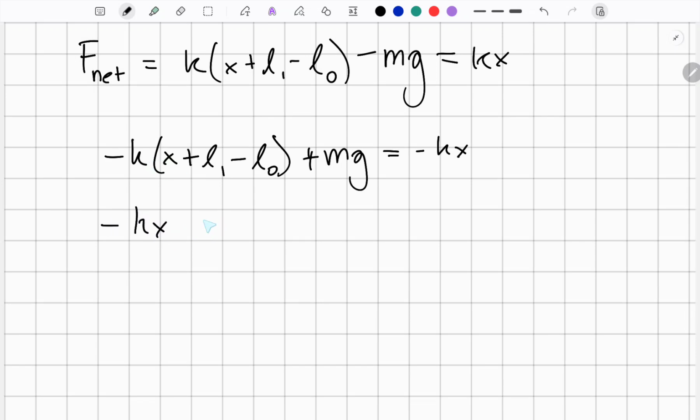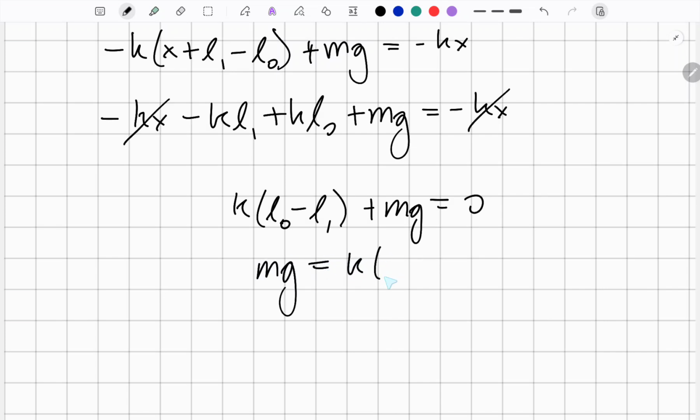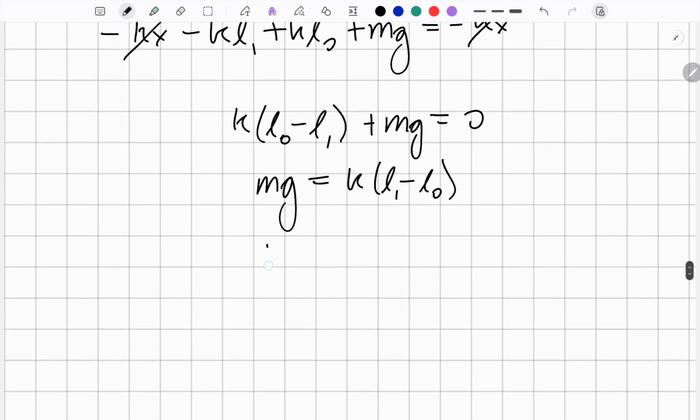I'm going to show our negative kx minus k times L1 plus k L naught plus mg equals negative kx. And for this statement to be true, these are going to go away. And we're going to be left with k times L naught minus L1, plus mg equals 0, which is the same as saying that mg equals k times L1 minus L naught, which shows that our force of gravity is equal to the force of the spring.